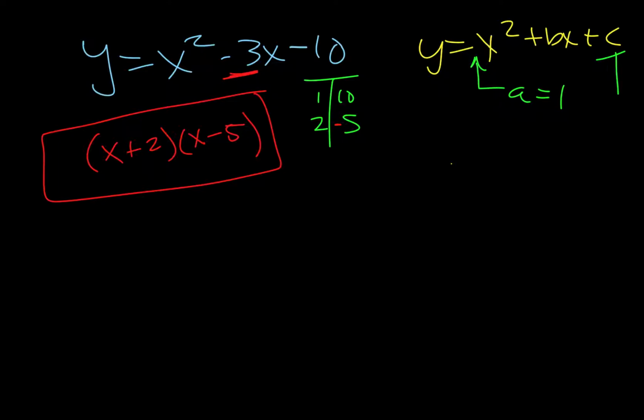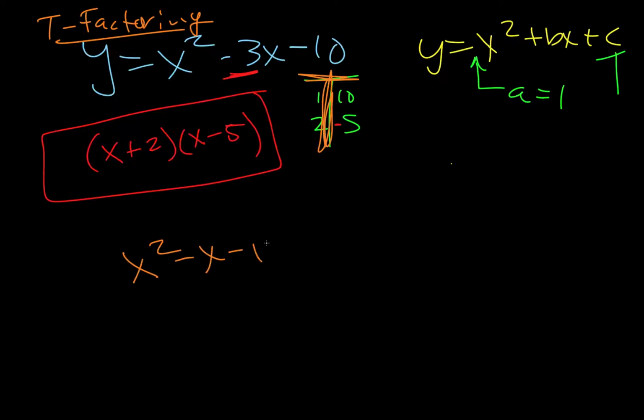Okay, so let's try another one. This one, once again, this is called T factoring. And it's named after the fact that we use a T right here. Okay, so let's try another one. Let's do x squared minus x minus 12.